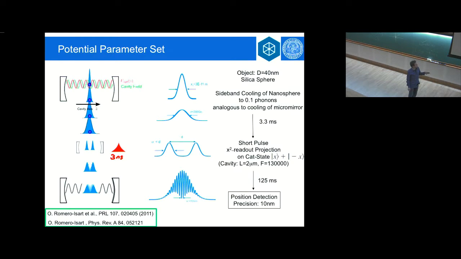so one would need, for a set of parameters that Oriol actually calculated and simulated, a precision of 10 nanometer, which is not a big problem, right? The other things are a bigger problem.